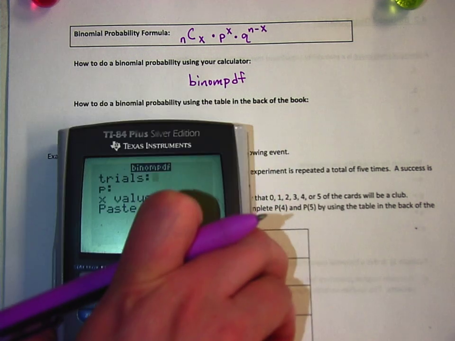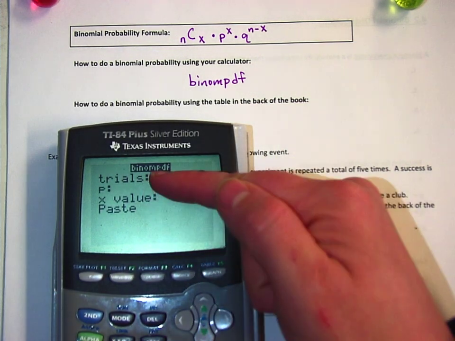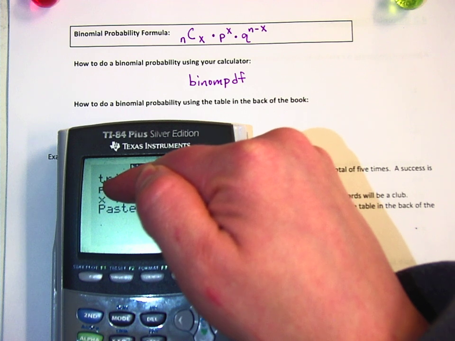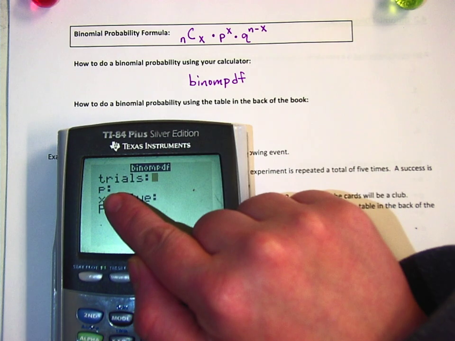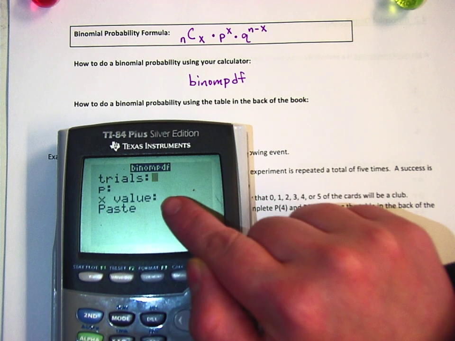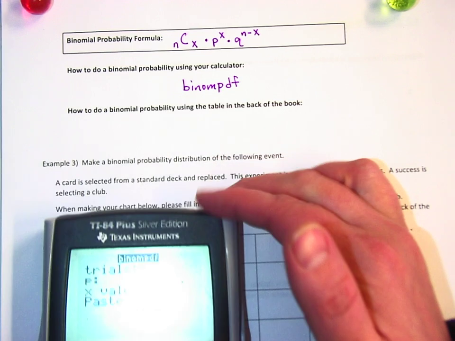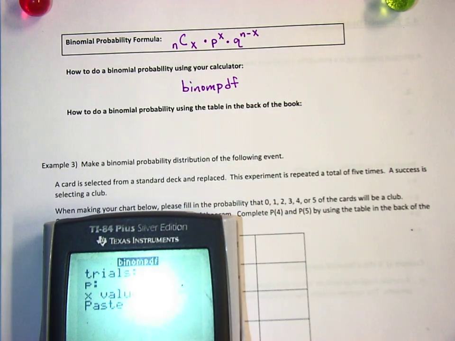If you have an old calculator, you have to put them in order, but this one you don't have to. So you just put in the trials, what your probability of success is. They don't ask the probability of failure because it can calculate the probability of failure based on the probability of success and what your X value is. And then you can do it from there, which we will do in just a second.